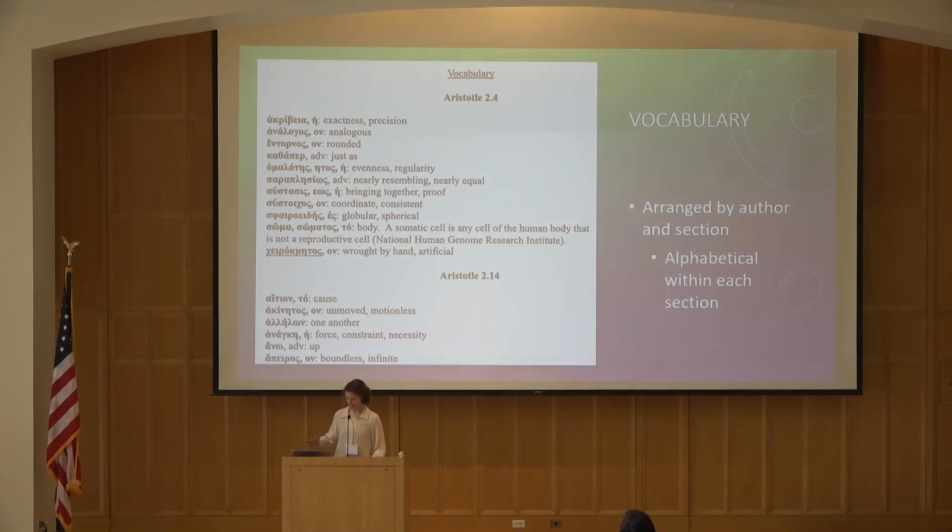This is the vocabulary. It's arranged by author and section so that you can assign just one bit. Say I only wanted to read the part from Aristotle 2.4 from On the Heavens, and it's alphabetized to speed up the translation process.